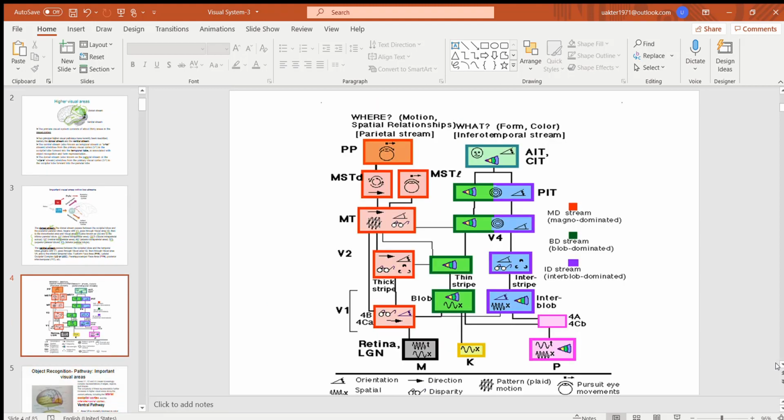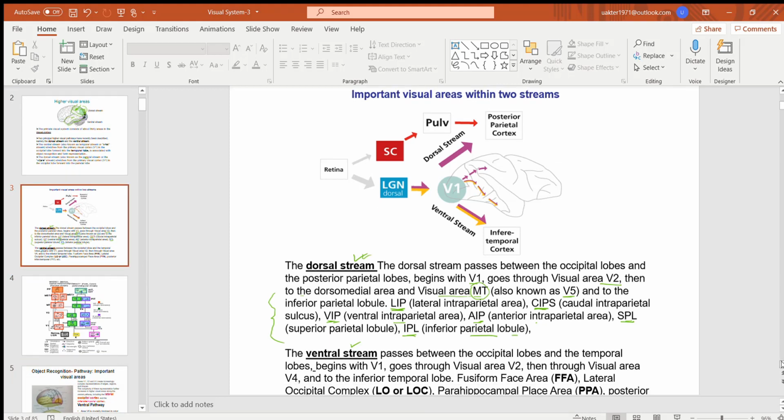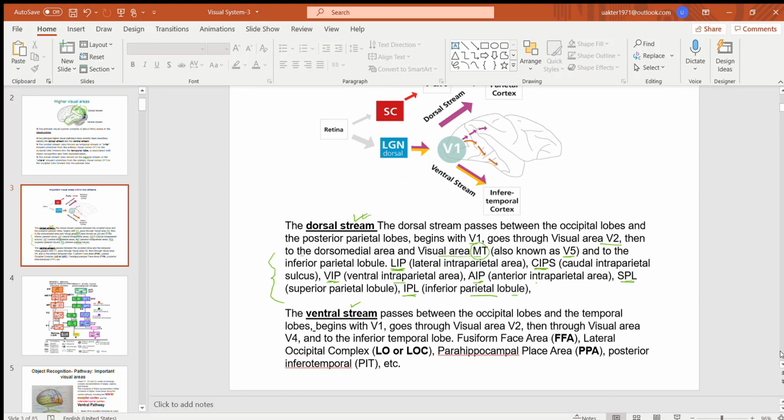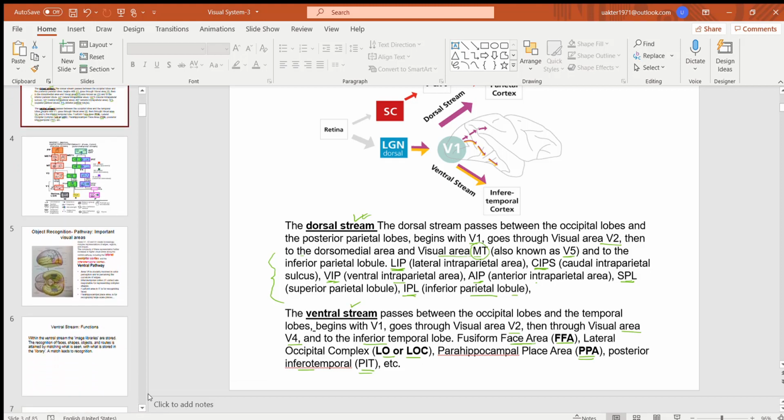Now if you see the ventral stream, the areas are in the inferior temporal lobe, and in this stream the signal goes from V1 to V2 and then to area V4, and from V4 it enters the temporal lobe, inferior temporal lobe. Important areas in the temporal lobe are the fusiform face area, FFA, and lateral occipital cortex, LOC, also known as LO, parahippocampal place area, PPA, and posterior inferotemporal area. So these are some important areas in the temporal lobe, that means in the ventral stream or what pathway.